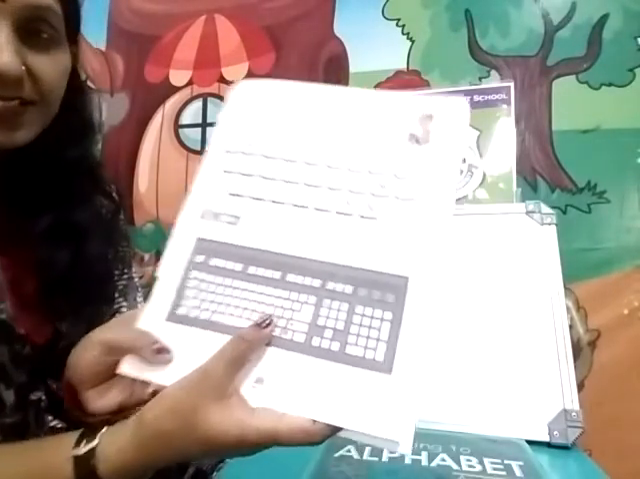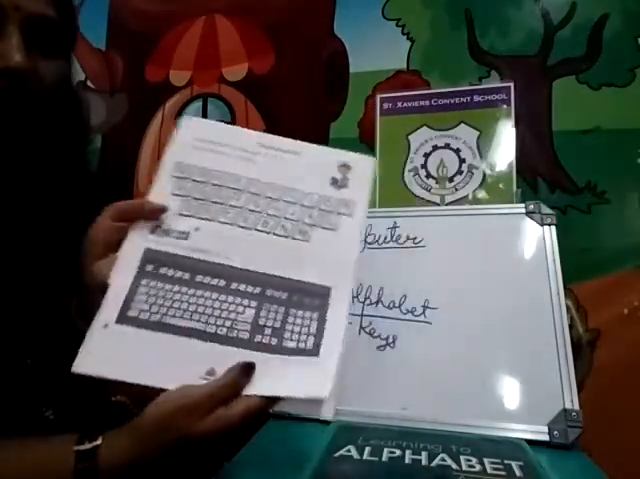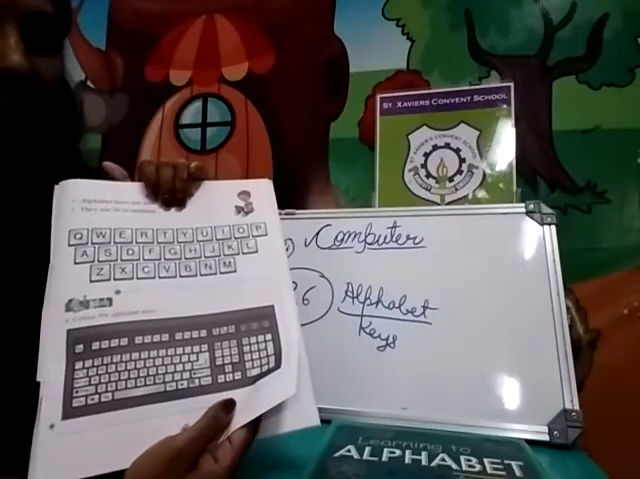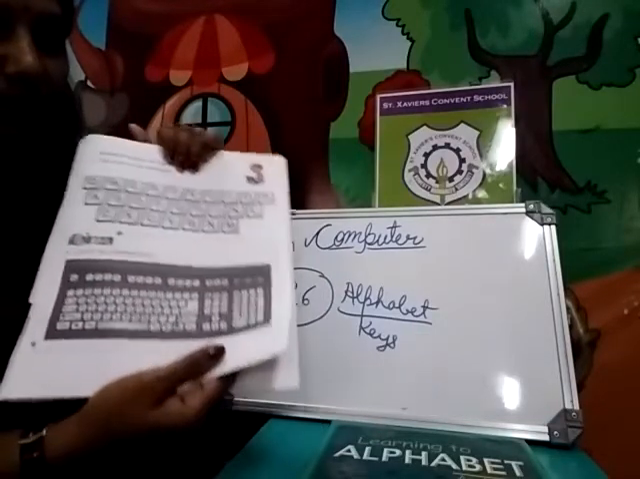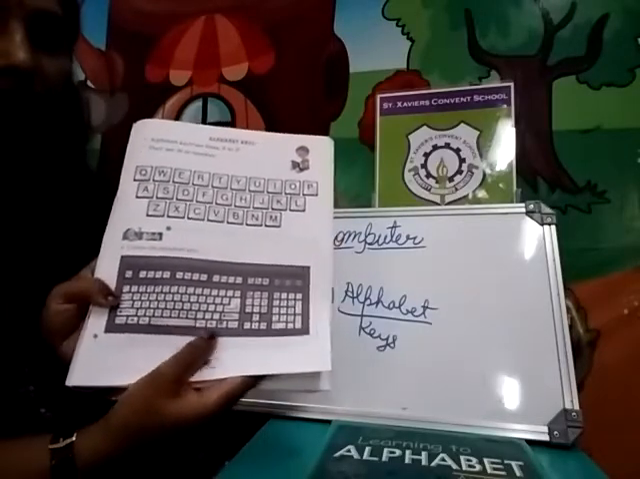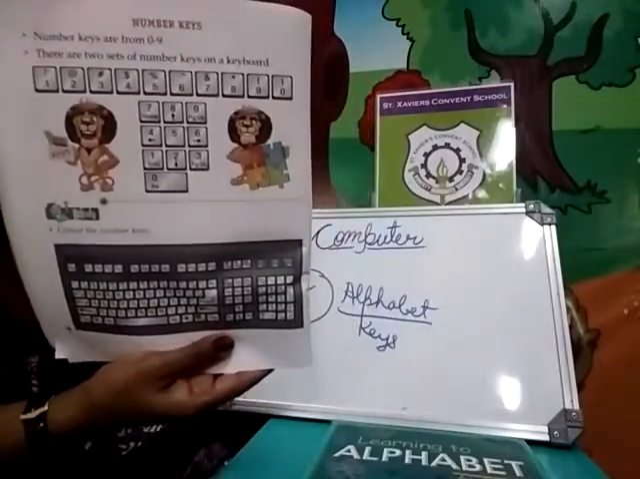You can just color it yourself. Alright. Page 21. Count all these alphabets. How many are there? Count it yourself. These are 26. And here, next activity, you have to color the keyboard. Page number 22, you can see here.